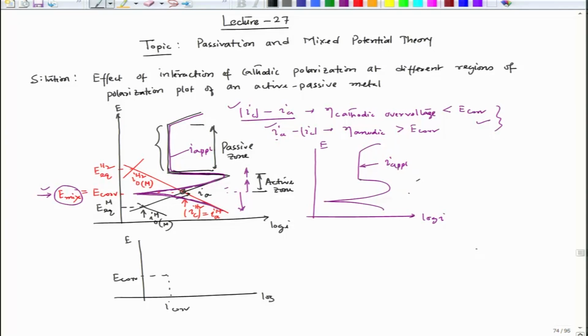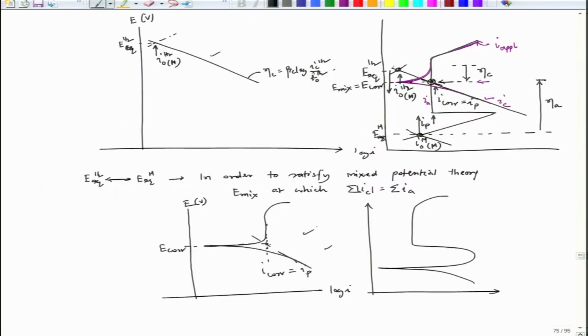But in this case, without any polarization, I can reach this particular location, which is the passive location. That is what is called spontaneous passivity, but here it is active passivity. So, this is the active passive graph and this is the spontaneous passive graph. So, this is the difference between these two situations.